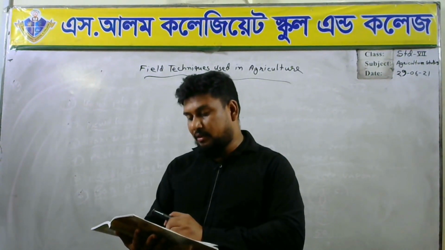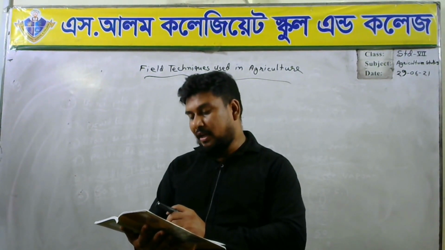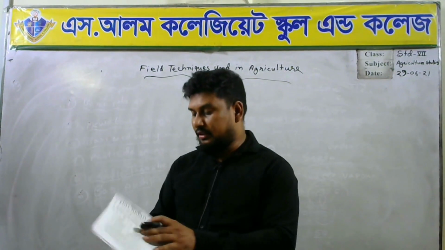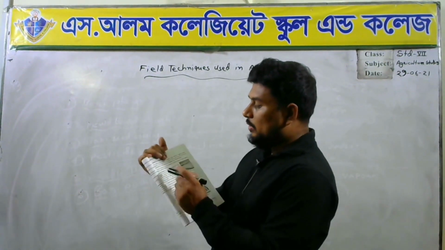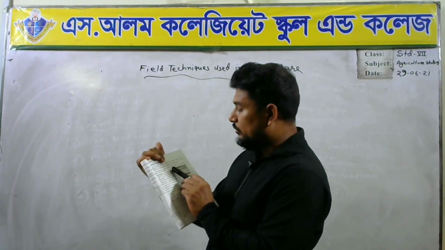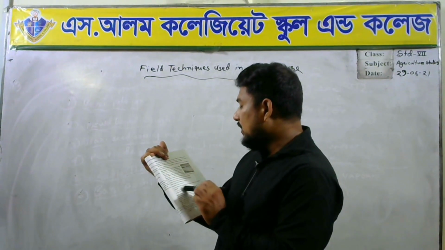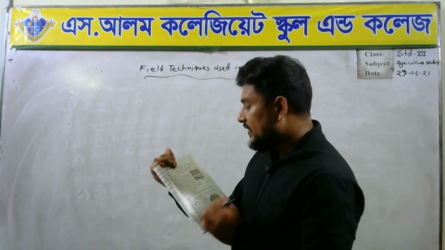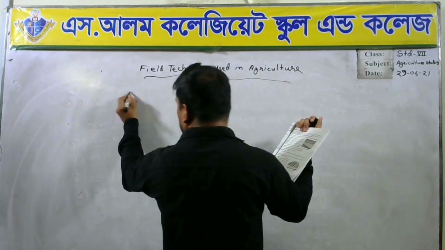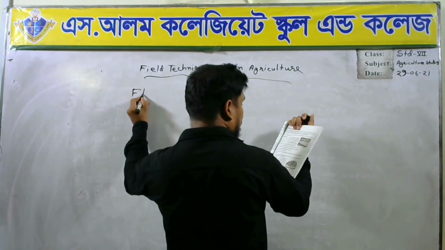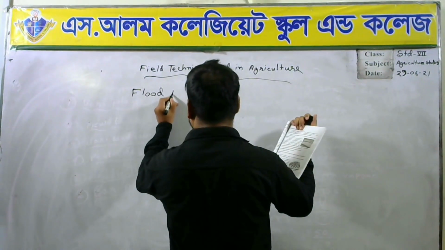Lesson 2, irrigation methods. There are 5 types of irrigation methods here. Open at page 21. Number 1, flood irrigation. Number 2, furrow irrigation. Number 3, border irrigation. Number 4, circular irrigation. And number 5, sprinkler irrigation. Flood irrigation. At first, look at the board.